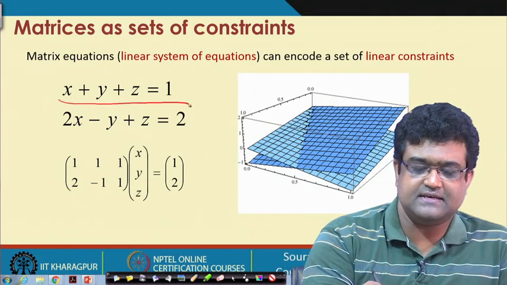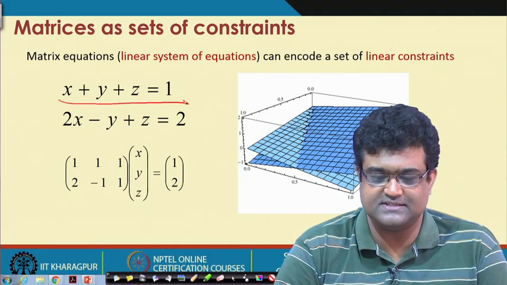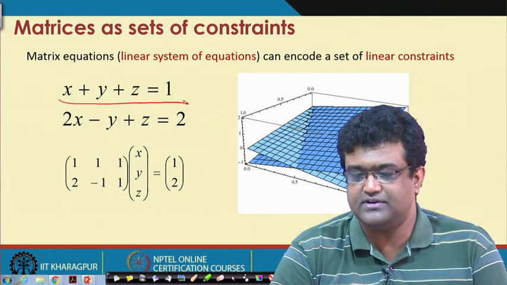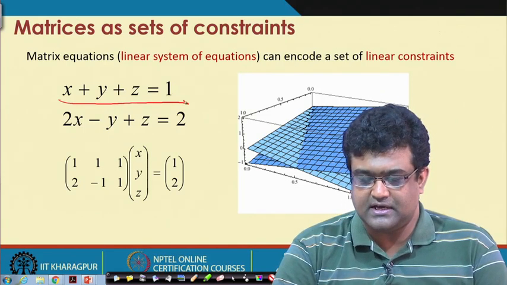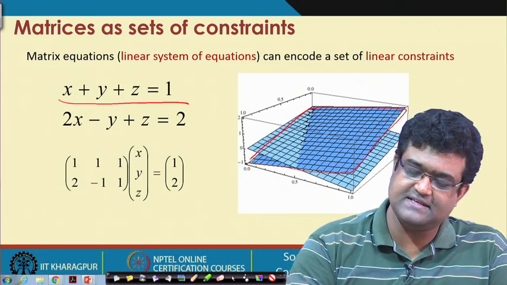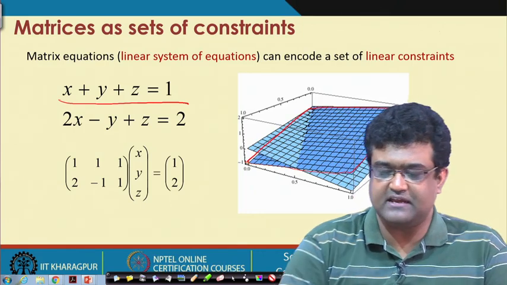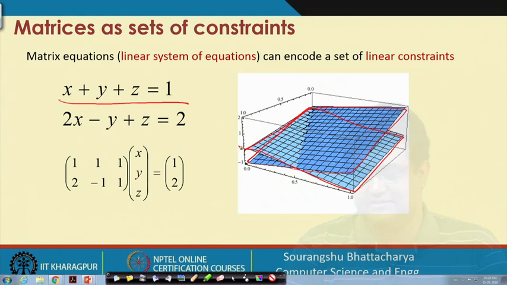This is a linear equation. So, matrix equations or systems of linear equations can also encode a set of linear constraints. For example, the first equation encodes a linear constraint which is denoted by this hyperplane, and the second one encodes another linear constraint which is denoted by the second hyperplane. Together they can be written as a system of linear equations in matrix notation as given below.